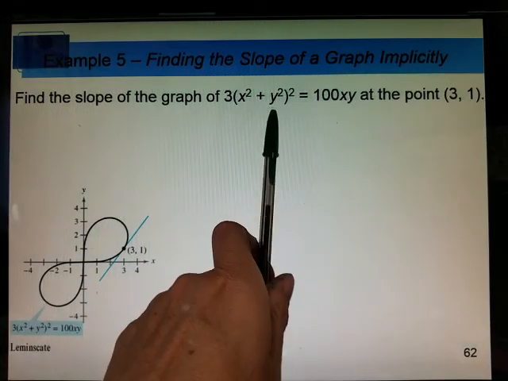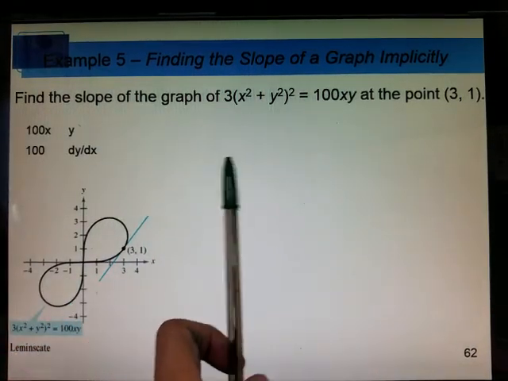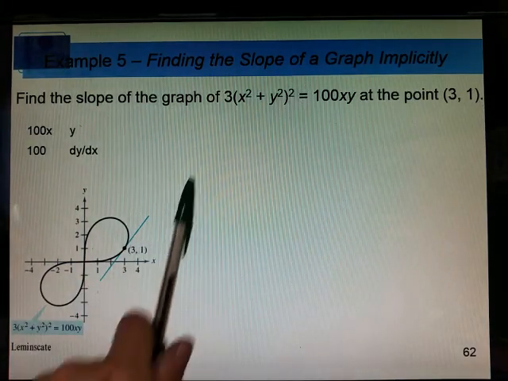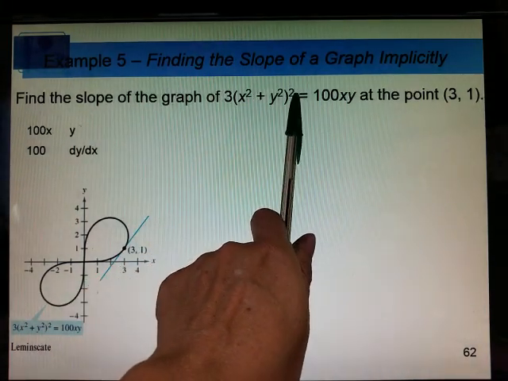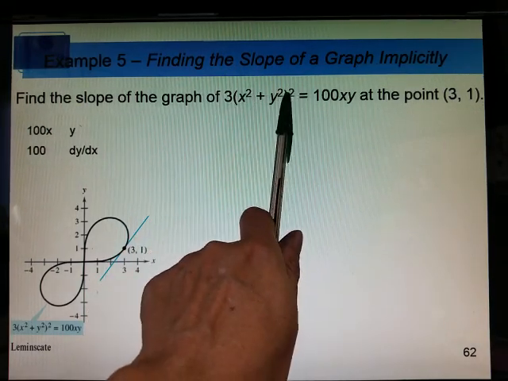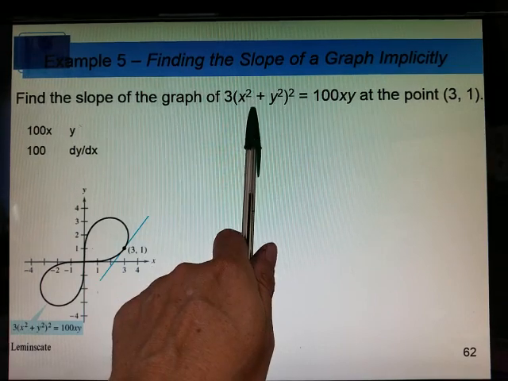Now I need to get the derivative. So the derivative of the left side is the chain rule. That's the smiley face stuff. 3 times the smiley face squared, so it'd be 2 times 3 is 6, smiley face to the first power, times the derivative of what's in there.